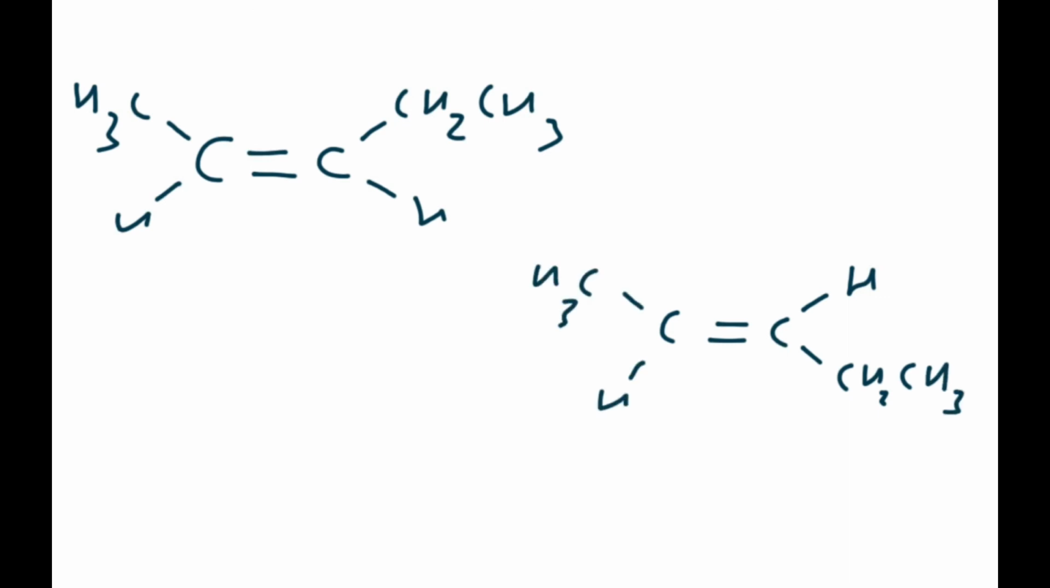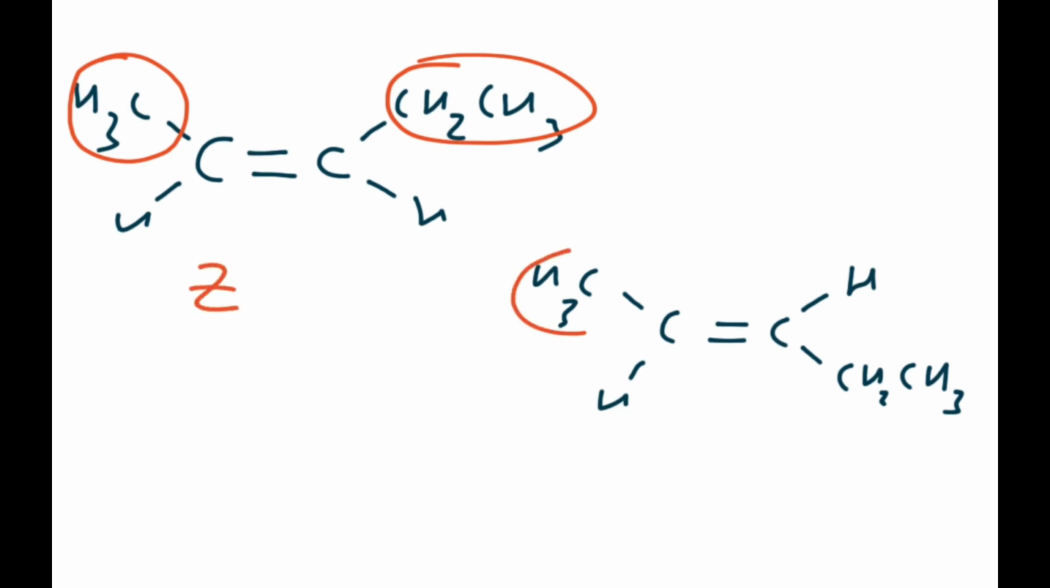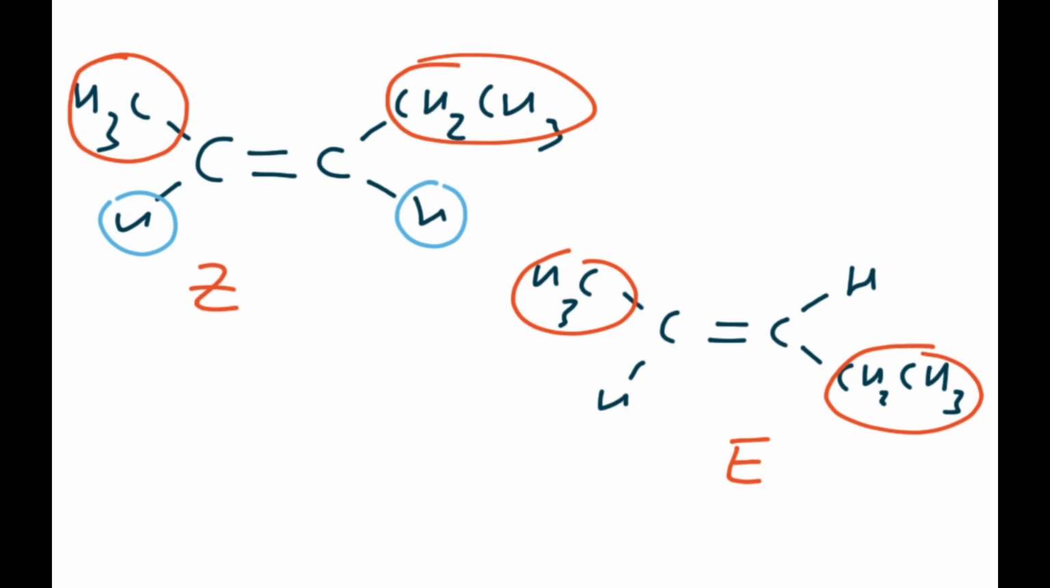1, 2, 3, 4, 5. We have got that is the Z isomer, and this one here is the E isomer on the opposite side, and then the cis trans. The H's are on the same side, so that would be called cis. The H's are on opposite sides, and that will be called trans.